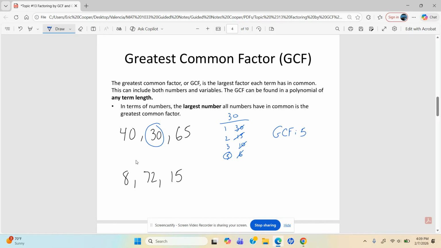We'll take a look down here. Same thing. We'll always look at the smallest number to help us find the GCF. 8. I've got 1 and 8, 2 and 4. Yes, 8 goes into 72 and 8, but it does not go into 15. 4 as well goes into both of those. 4 does not go into 15. 2 does not go into 15 as well. So at this point, when you're left with 1, that has to be your GCF, which basically means that none of the numbers have anything in common.